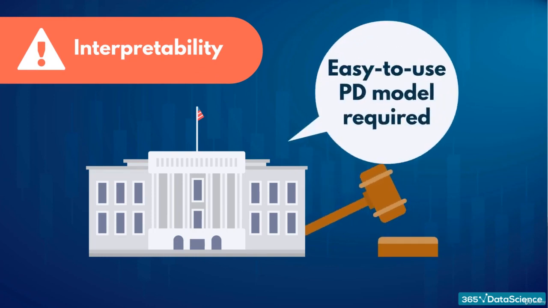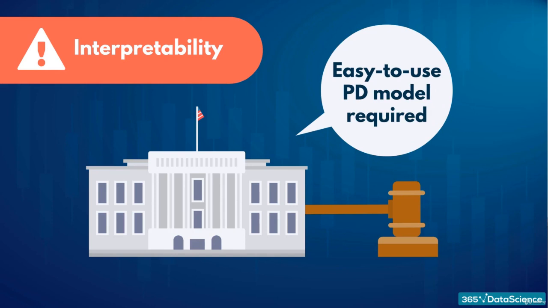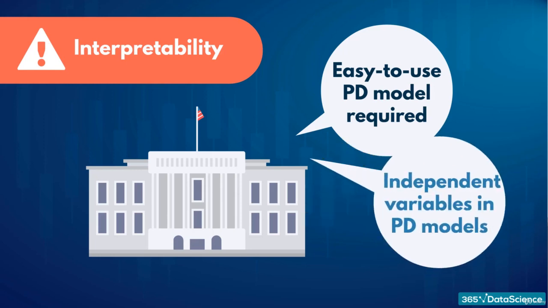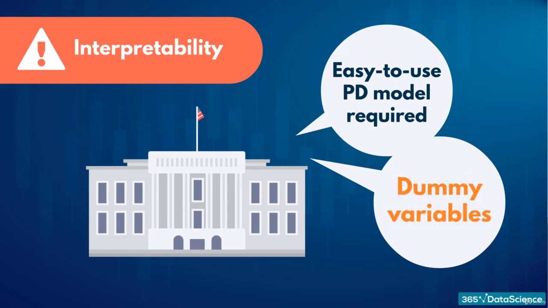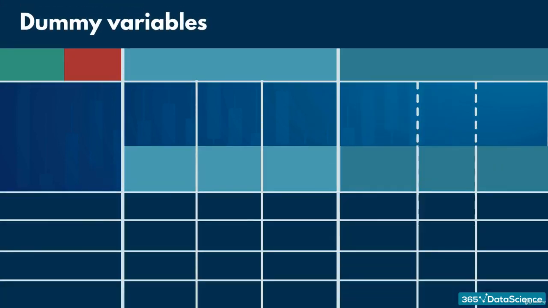When it comes to PD models, interpretability is extremely important, as it is required by the regulators. The model must be very easy to understand and apply. Even people who have never heard of statistical analysis should be able to work with it. This is why the established practice is for all independent variables in the probability of default models to be dummy variables, that is, binary categorical variables, or indicator variables. In other words, we'll have to include dummy variables as independent variables in our PD model.